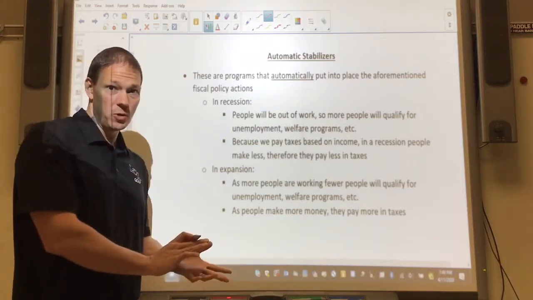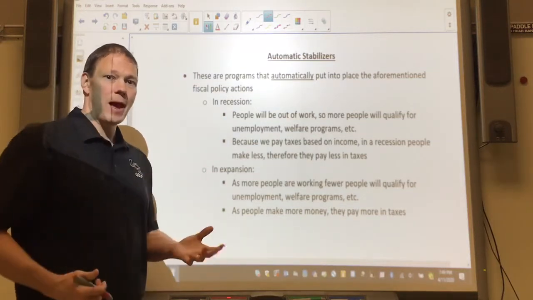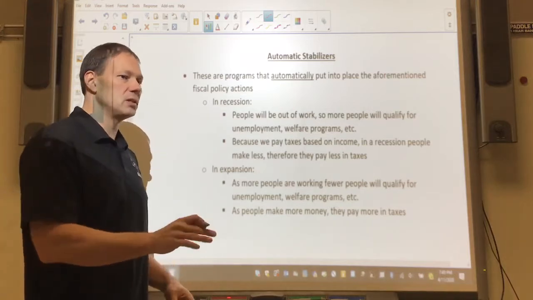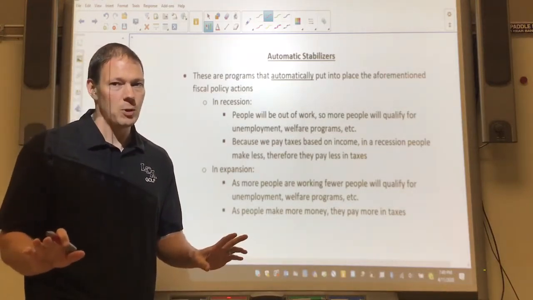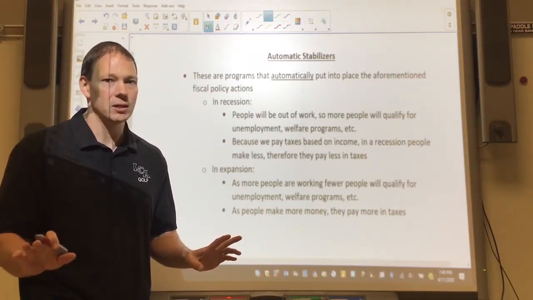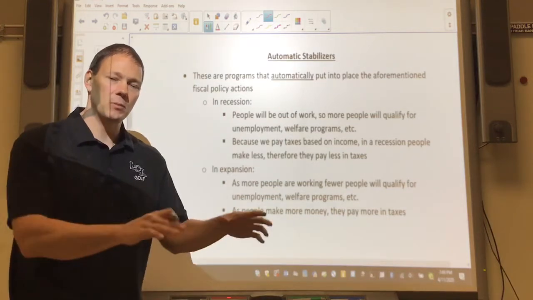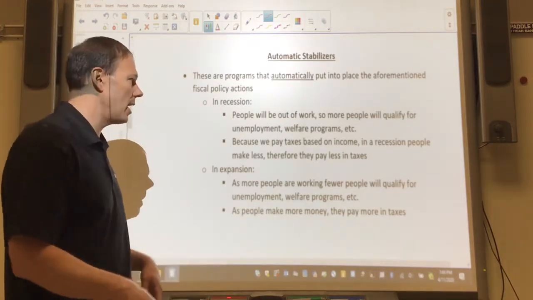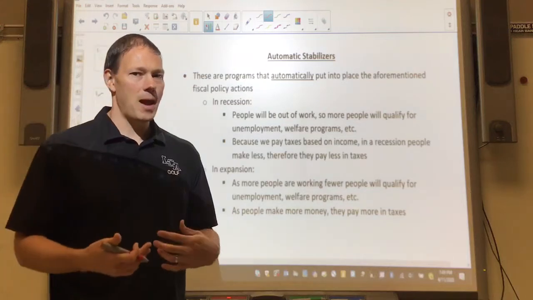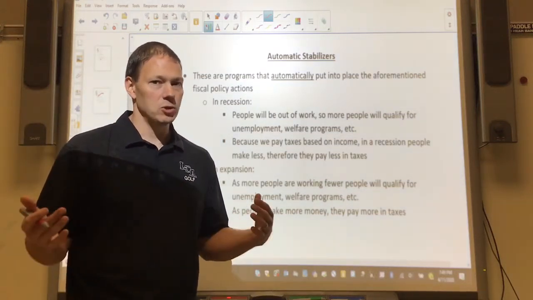Now, what the government's been doing with the stimulus package and expanding unemployment benefits and this and that is not automatic. That is taken as special action by the government, okay? Passing bills through Congress, spending bills, and then getting signed by the president and this and that. That's not automatic. Automatic are things that require no special action by the government.